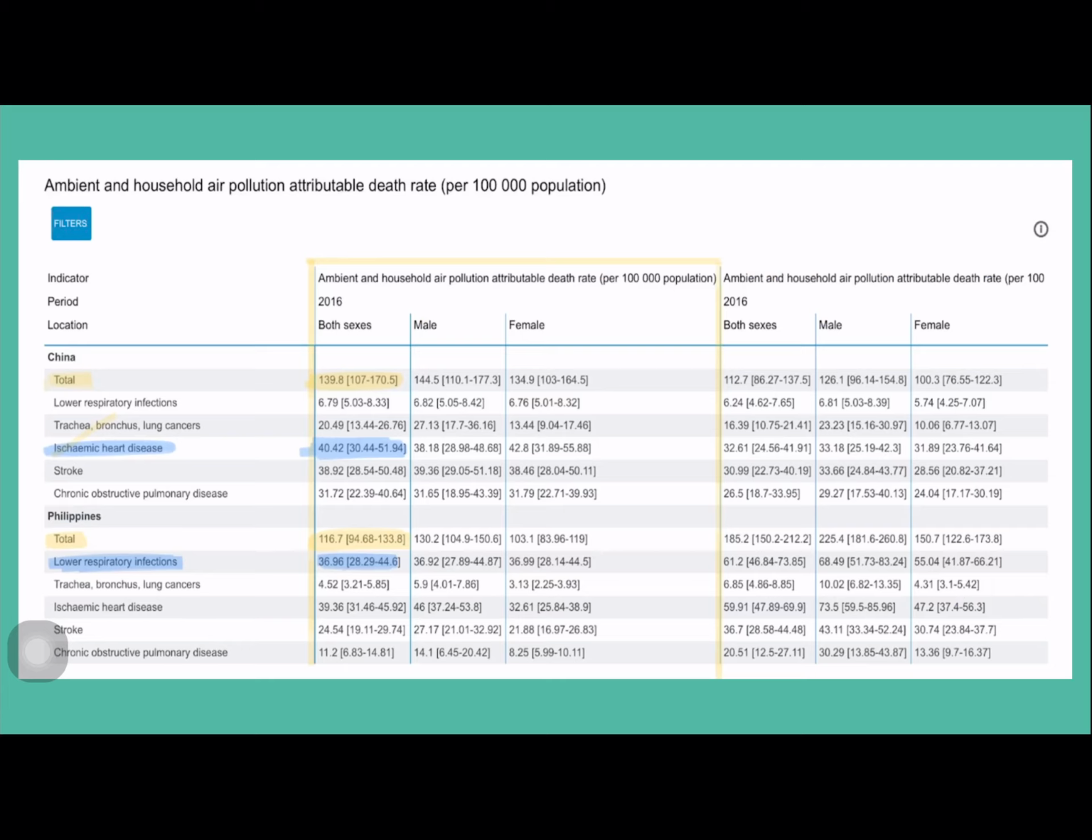Looking at the table, China continues to have a higher death rate. For instance, as of 2016, 139.8 per 100,000 people is the average amount of both genders that have gotten either lower respiratory infections, lung cancers, heart disease, stroke, and chronic obstructive pulmonary disease. As for the Philippines, the country has a total of 116.7 per 100,000 that could have also gotten either of the diseases I mentioned earlier.